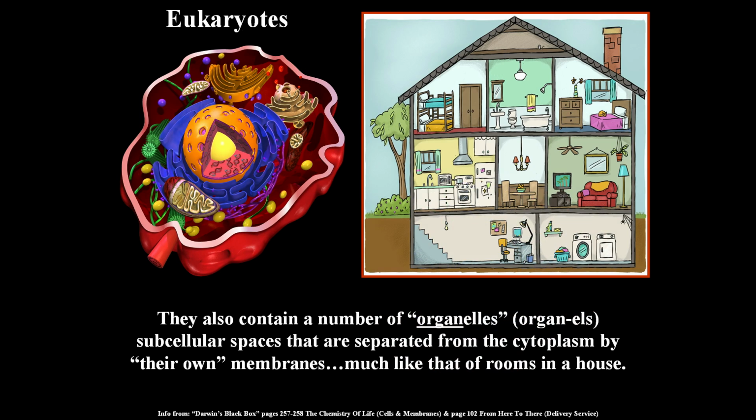They also contain a number of organelles, subcellular spaces that are separated from the cytoplasm by their own membranes, much like the rooms of a house. So that's how you would think of it. Each little area has its own walled-in specific area. So that's the way you would think of a house. That's how you would think of a cell.